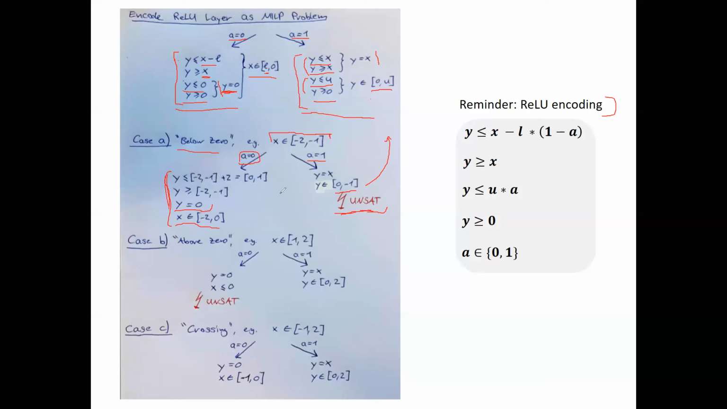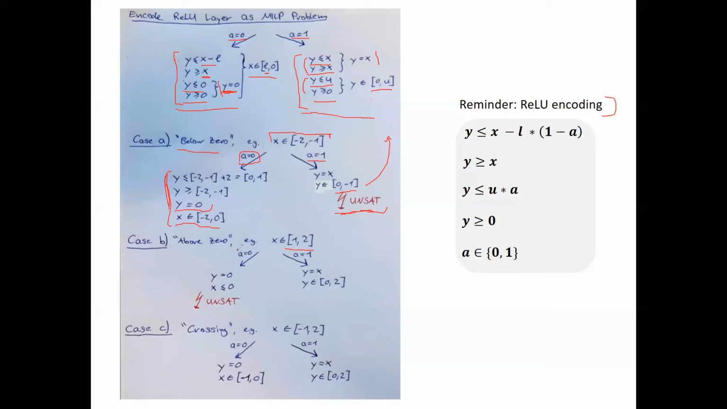So why are we going through this? Just to get to the more interesting case at the end, case C, but let's go for case B. Just to be exhaustive, let's consider the case where x happens to be strictly positive in some range. In this case, it's 1 to 2.